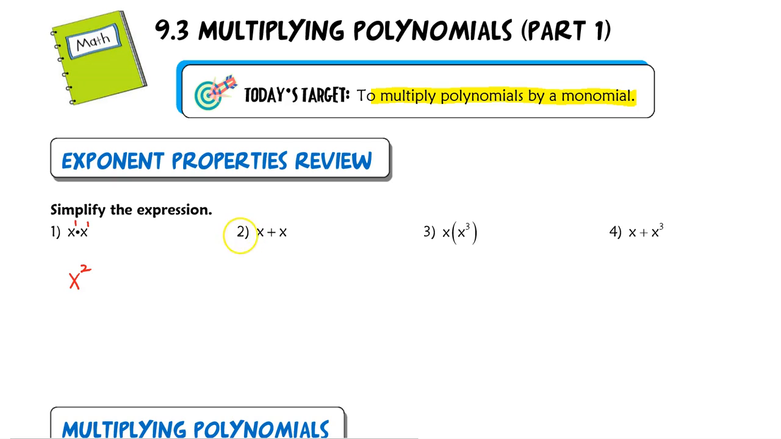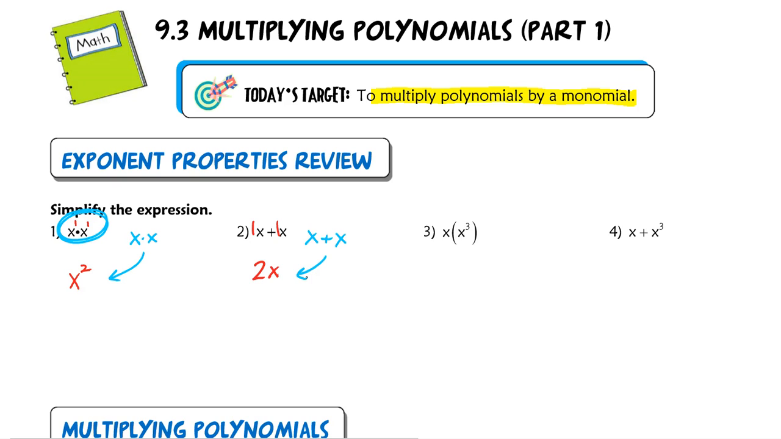Now, in example 2, I wanted to show this problem to you because a lot of times students get this confused. When they see x plus x, they want to add the exponents and call that x squared as well, but this is just like combining like terms. This is 1x plus 1x, which gives me 2x. So these are really important ideas here. When you multiply x times x, you get x squared. When you add x and x, you get 2x.